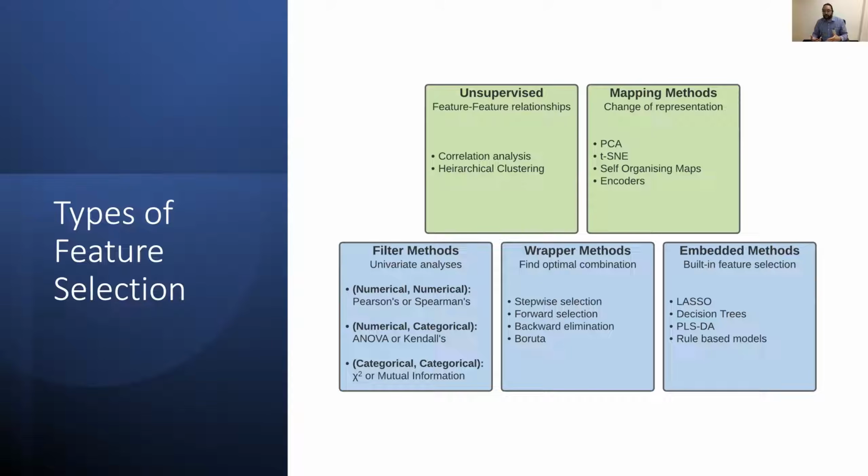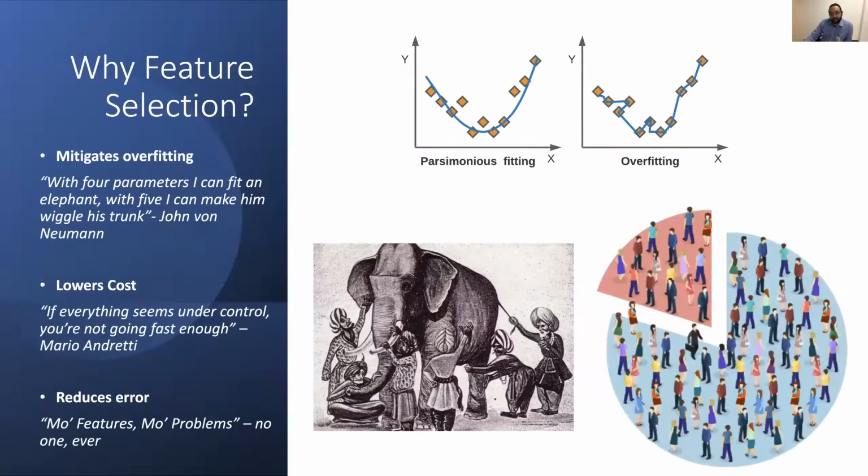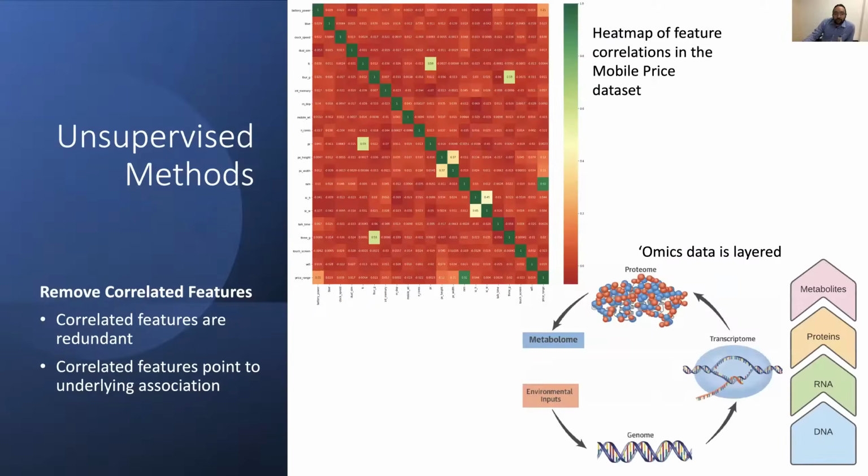And the third method is called embedded methods. This is just feature selection that happens naturally as part of the model itself. The big classic example is lasso, which we'll talk about later. But these are machine learning algorithms that naturally do feature selection. All right.